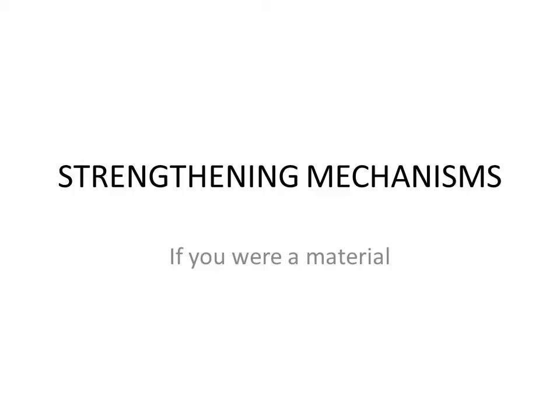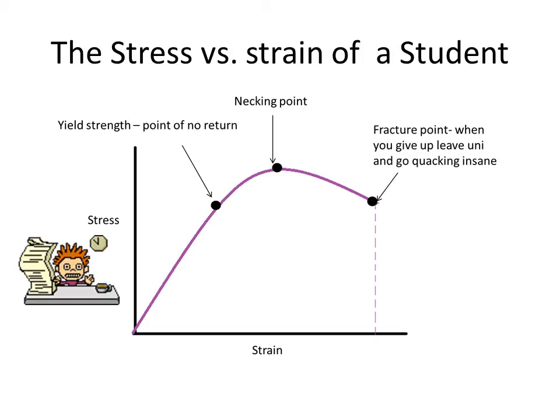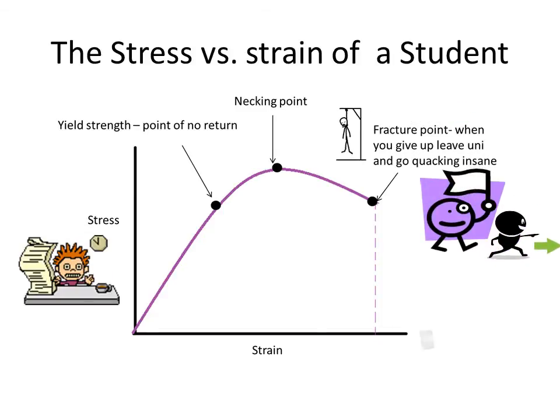The stress and strain graph, therefore, would be the stress you undergo on a daily basis versus the time constraints that keep straining at your existence throughout uni. Things start off okay, and you are able to deal with the rising levels of stress until it becomes too much and you reach a point of no return, where you yield to the stress and disorder takes over. Eventually, you reach the necking point, and things only go downhill from here, until you fracture and finally give up, leave uni, and go quacking insane.